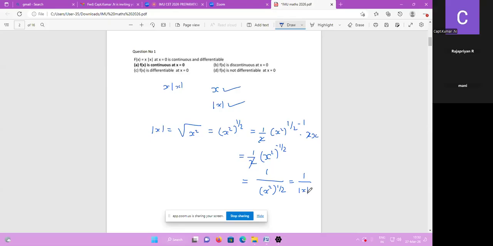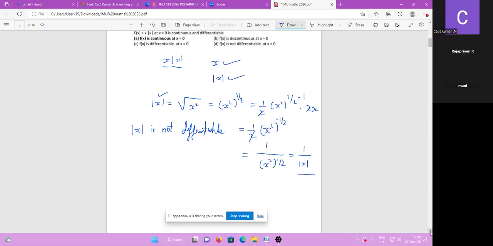So this means the derivative of mod x is 1 by mod x. At x equal to 0, this does not make sense. So mod x is not differentiable. And you may ask, x is differentiable but mod x is not differentiable. Will the product of a differentiable and a non-differentiable function be differentiable? That we have to work out.